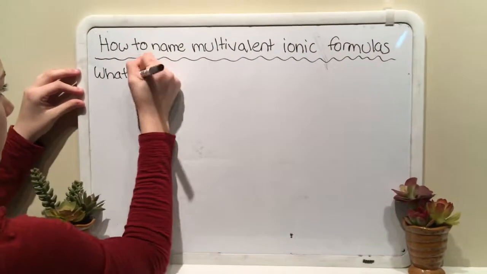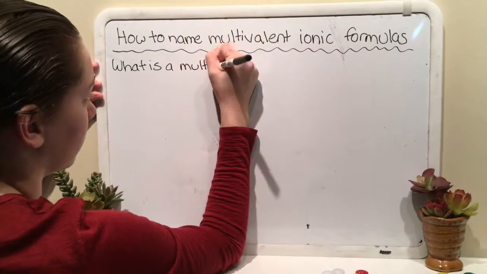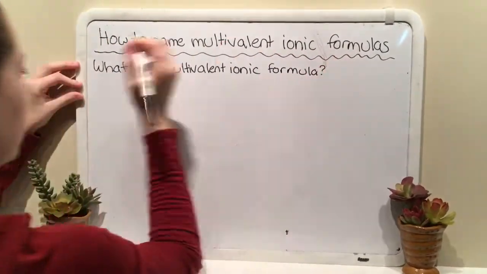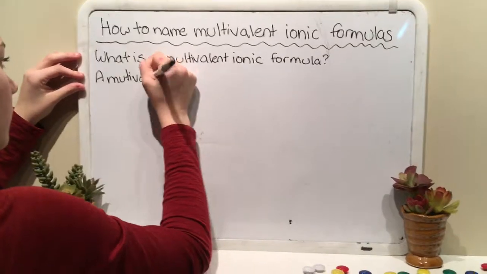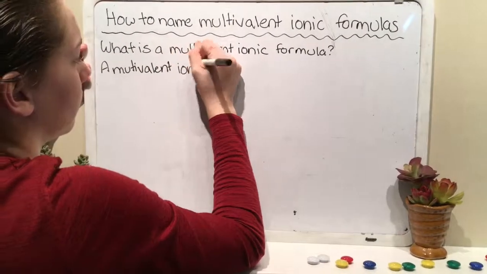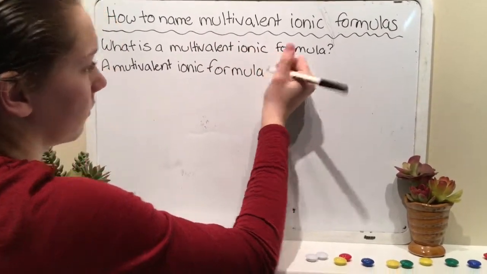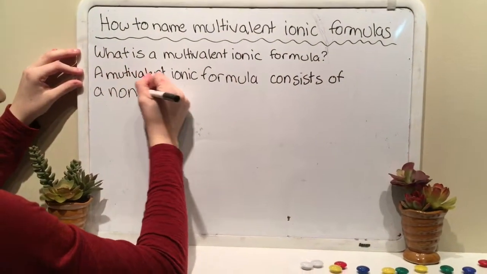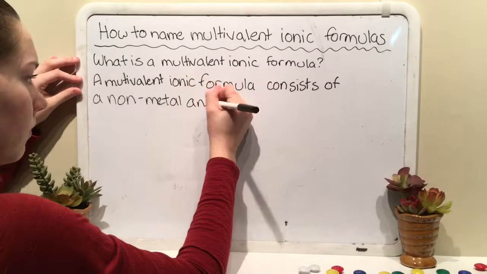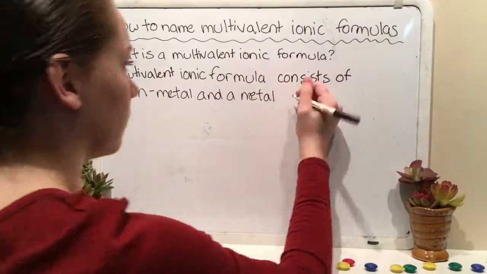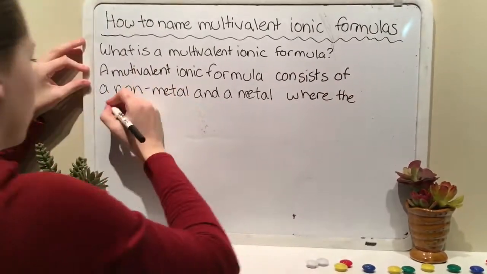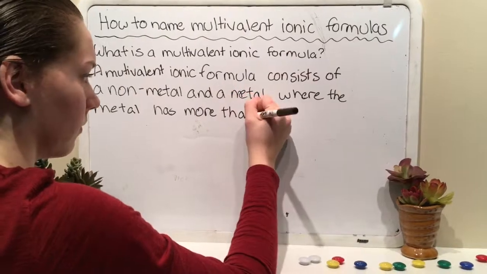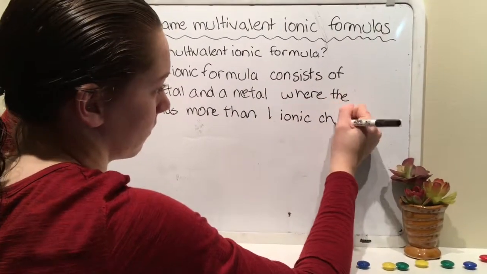Here's how to write a multivalent ionic formula. First of all, we need to know what a multivalent ionic formula is. A multivalent ionic formula consists of a metal and a nonmetal. The metal comes before the nonmetal. The metal has more than one ionic charge. That's what makes it a multivalent ion formula.